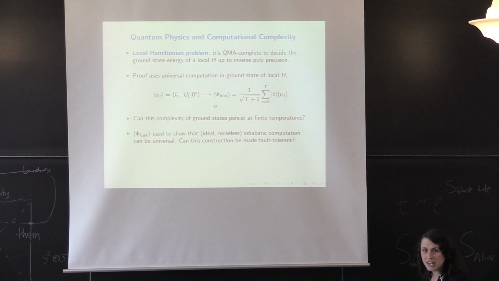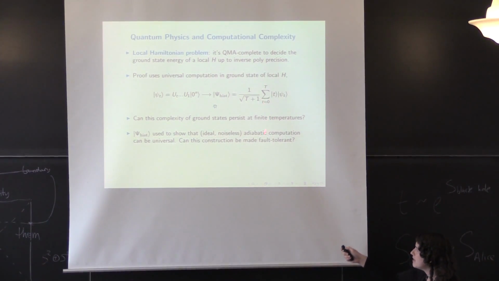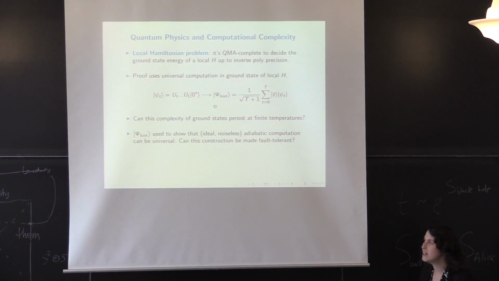So adiabatic computation, think of it as the model where you are in the instantaneous ground state of a slowly evolving Hamiltonian, such that the ground state is separated from the rest of the spectrum by some spectral gap that governs how quickly you can change the Hamiltonian while remaining in that instantaneous ground state. And so these kinds of history states are used in the existing proof that adiabatic computation can be universal, but this assumes that the adiabatic computation is ideal and noiseless.